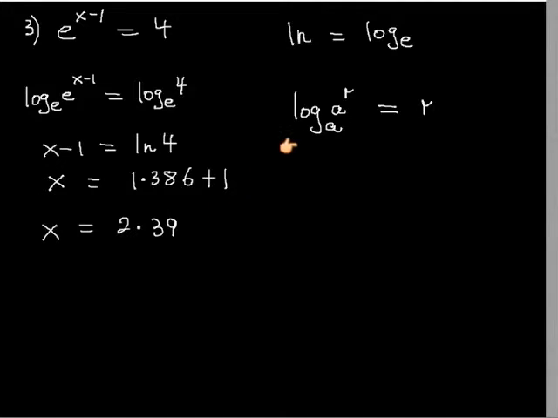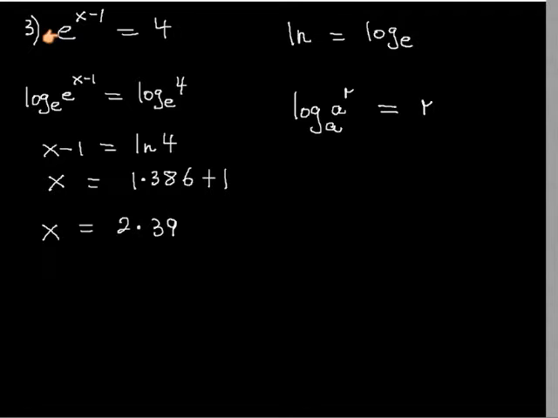Continuing on with our rules, I want to introduce to you another rule and remind you what ln is. ln is log base e. ln on your calculator is log base e. If you have log base a to the power r, the answer is simply r. You can think of this as a to the power 1. So it is actually the ratio of the exponent. So r over 1 is r.